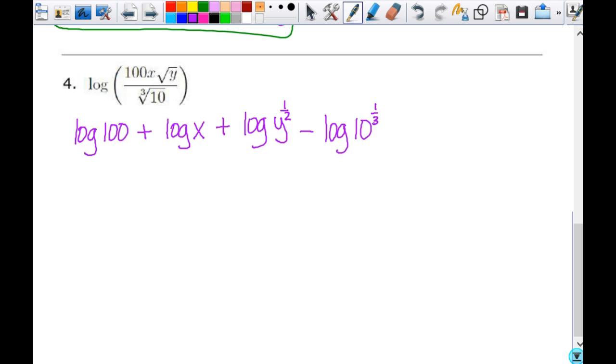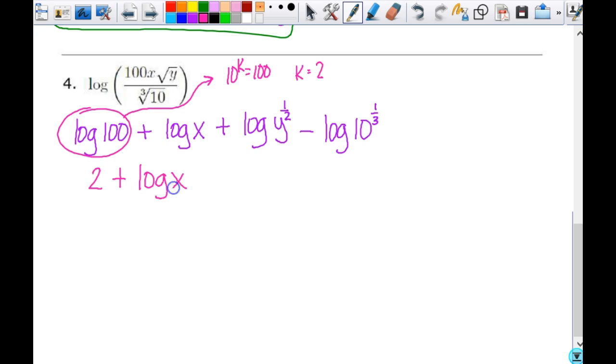I'm not sure where everything came from. Okay, so then I'm going to take this. I'm doing it right there, so I don't lose you. So the base is 10. So 10 to the k is equal to 100. So what does k equal? 2, right? So this is 2 plus log of x plus, what happens to this 1/2? Comes out in the front, right?